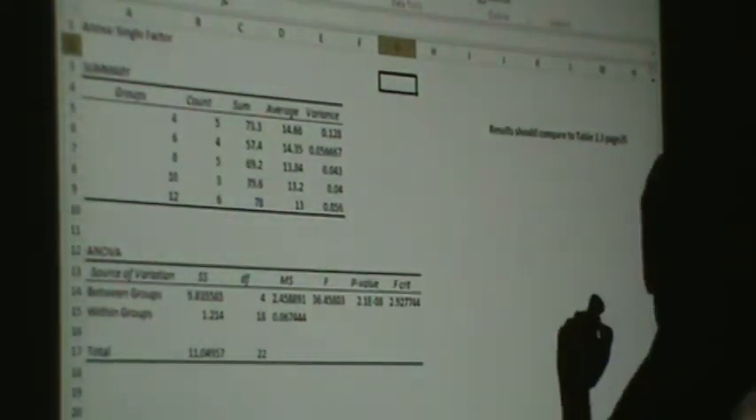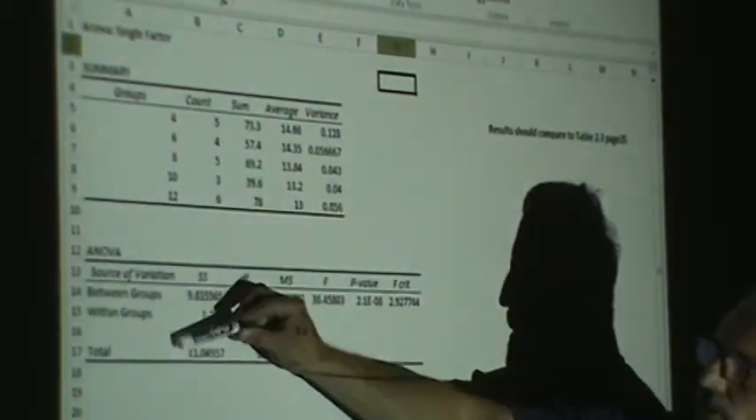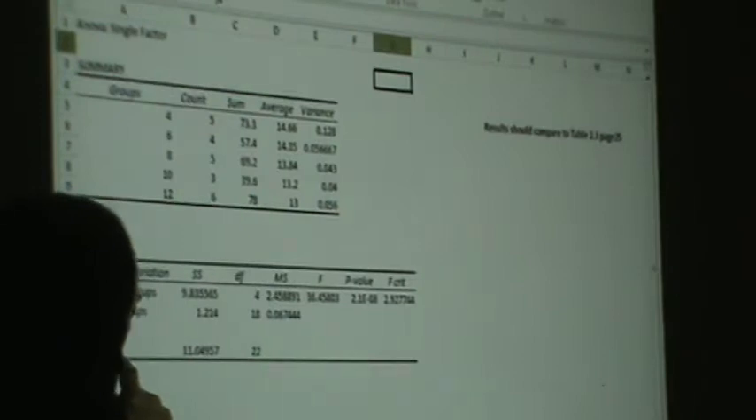they're using between and within. So between, that's the treatment. Within, that's the error. Here's the total. So you will notice right away too that that plus that is that, right? Total had to add those two, just like we said.